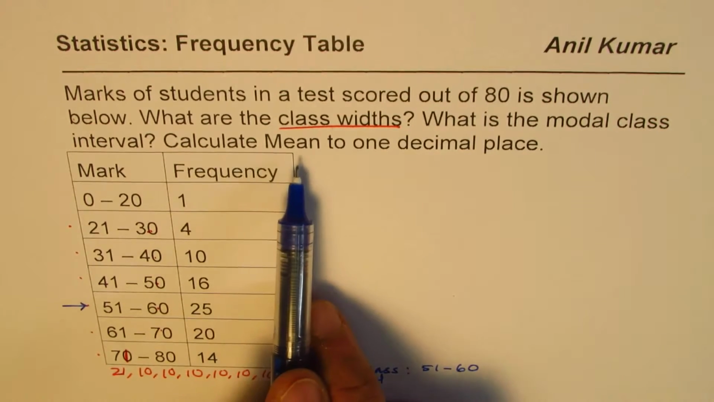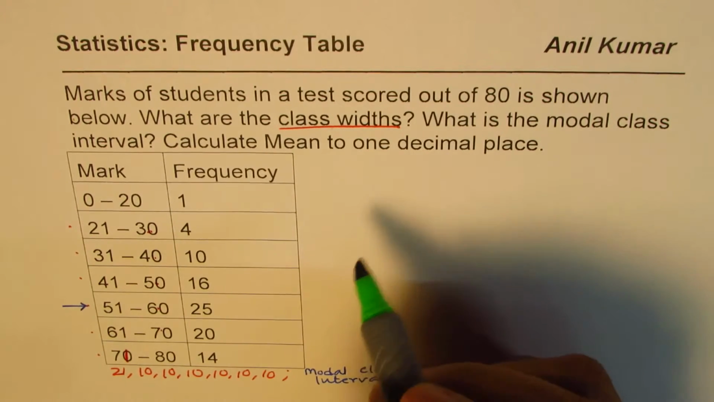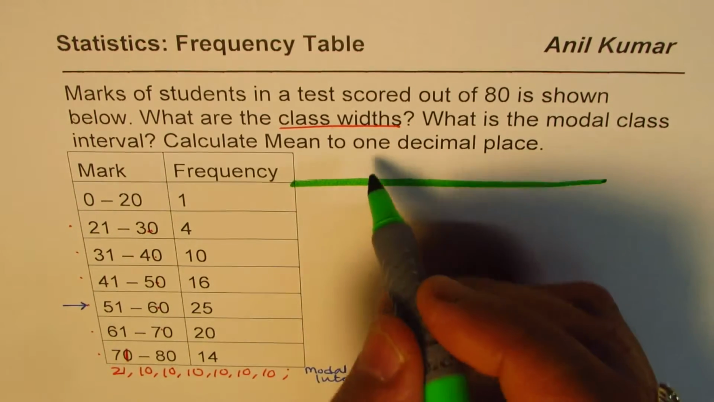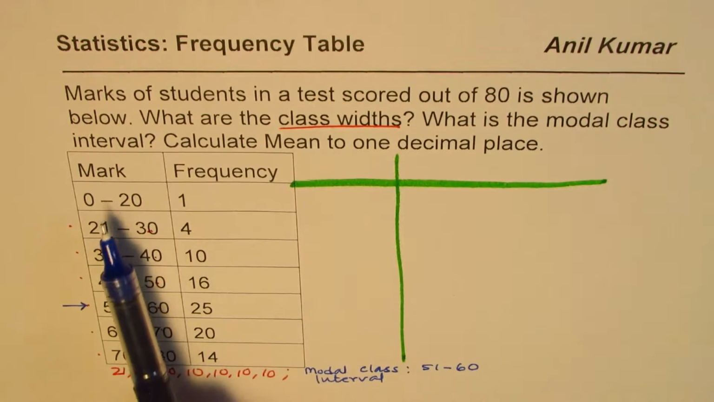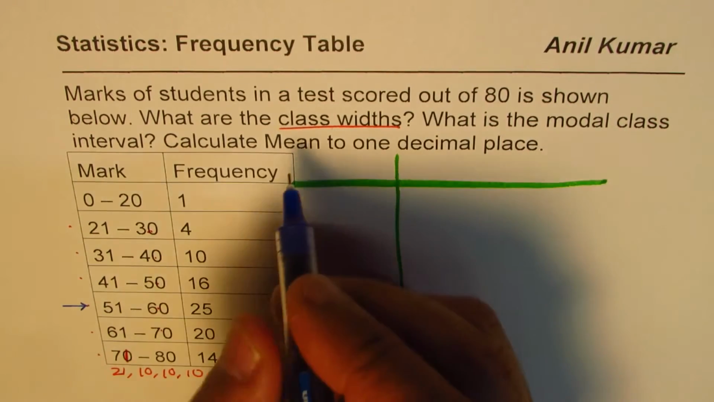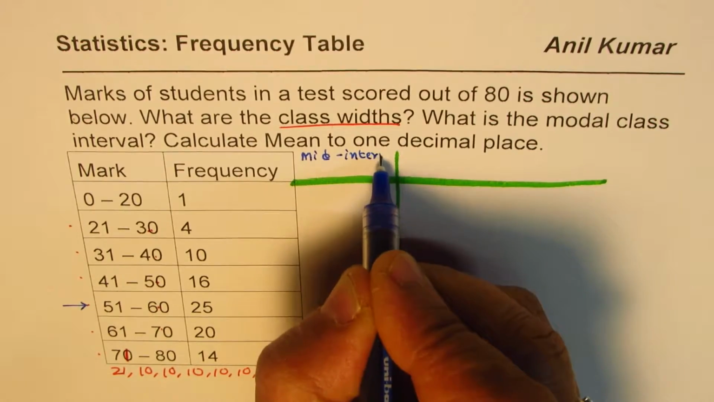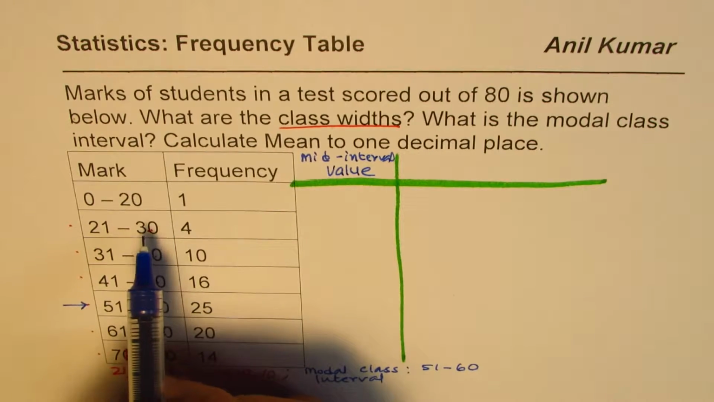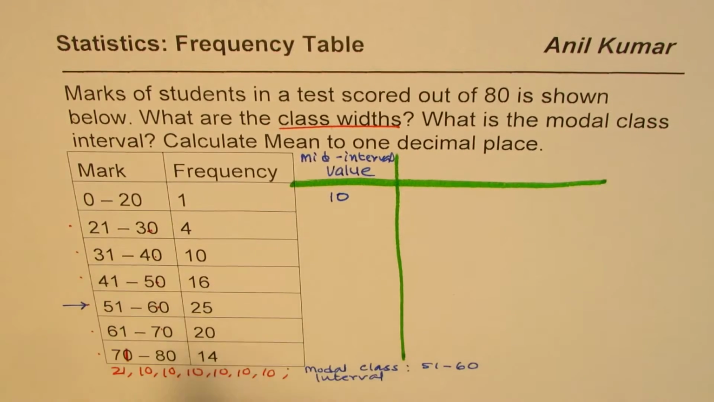Now, calculate the mean to one decimal place. That is another part which we need to do. How do we calculate the mean from such grouped data? That is what we learn in this particular video. The method is to find the middle values of each group of marks. So we'll introduce one more column here, which is called the mid interval value, the center value. So we add them and divide by 2. In the first case, it is 10.